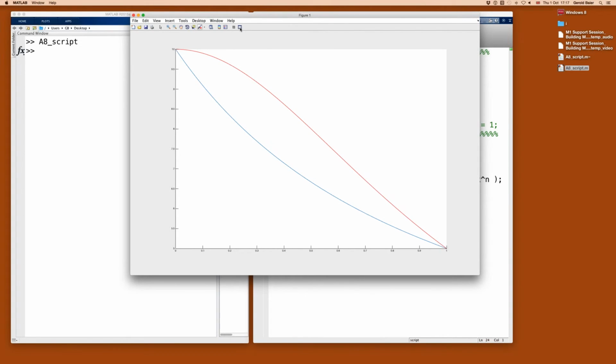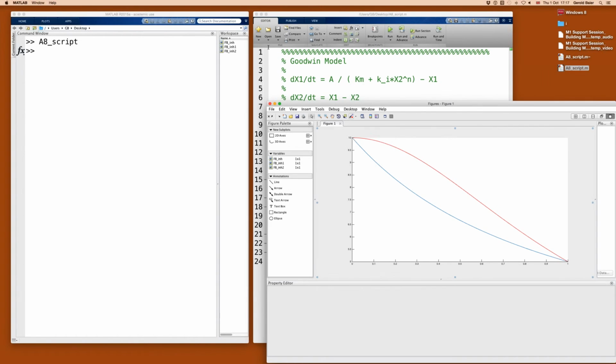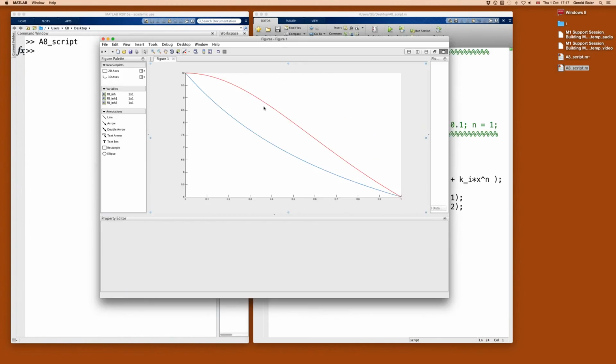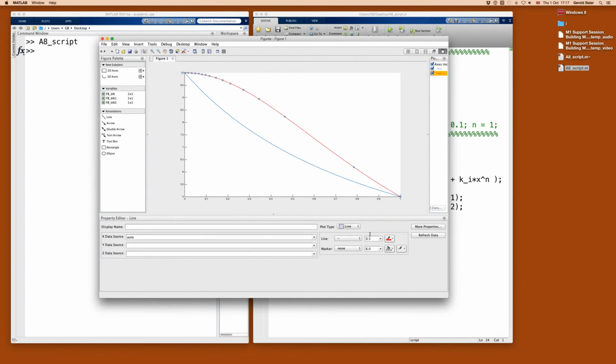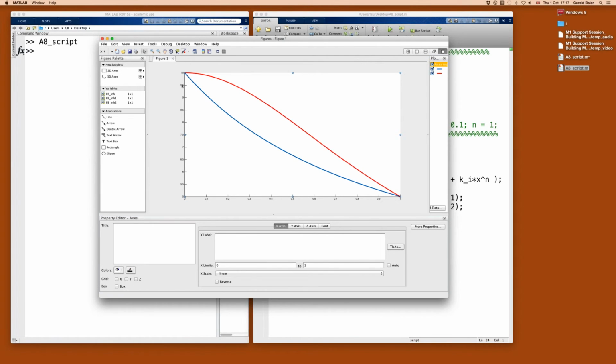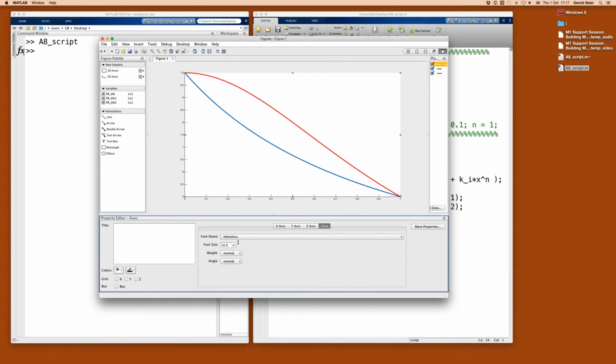The line's coming up small, so I will just make those larger so you can see. Maybe the font on the axis too. Yeah, I'll make the font large. Okay, so I hope you can see that now.